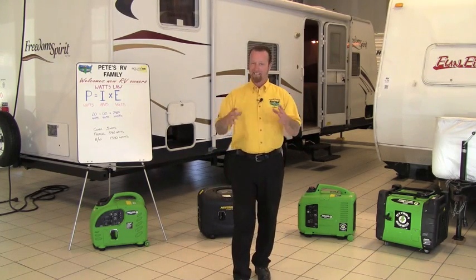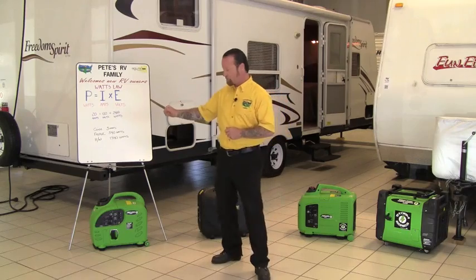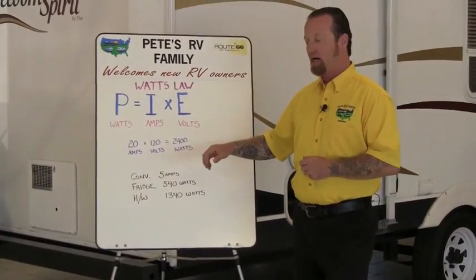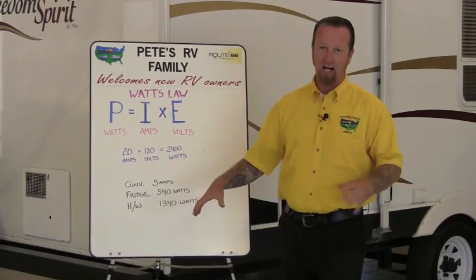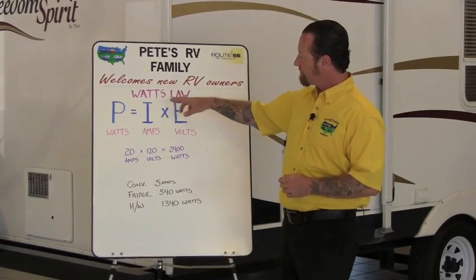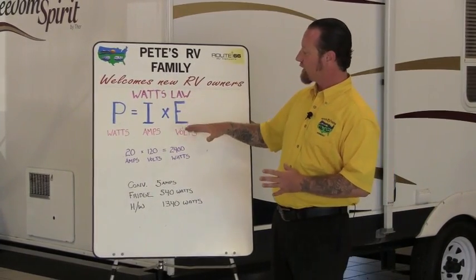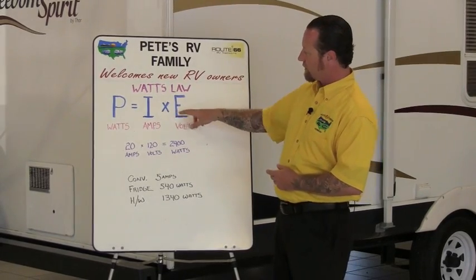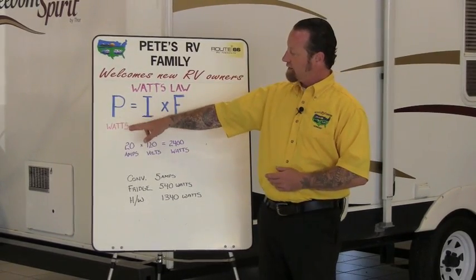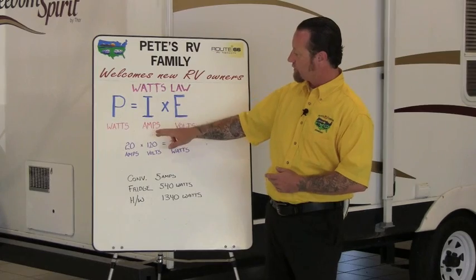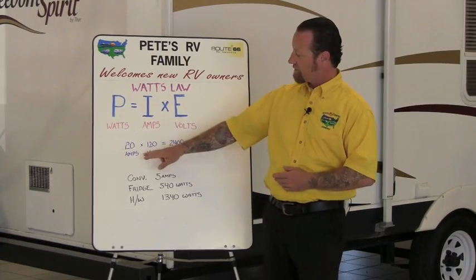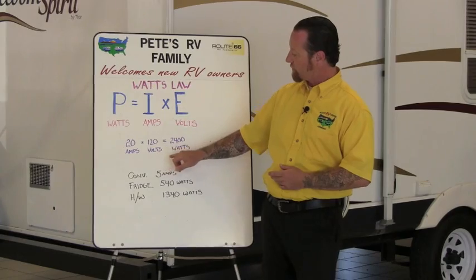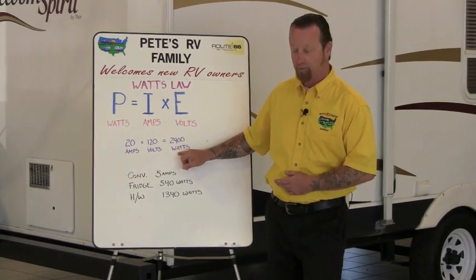One of the quickest ways to dial it in is if we come over to the board over here. I've written out what's called Watt's law. Generators are usually sized in watts. So to figure out what size generator we need for the power we're going to be using in our camper, we just use this little formula here. P, which represents watts, equals amps times volts. And I've done it down here. So 20 amps times 120 volts is going to equal about 2,400 watts.